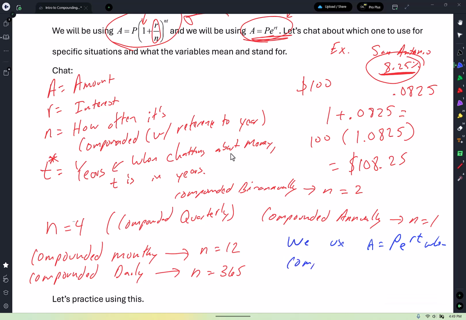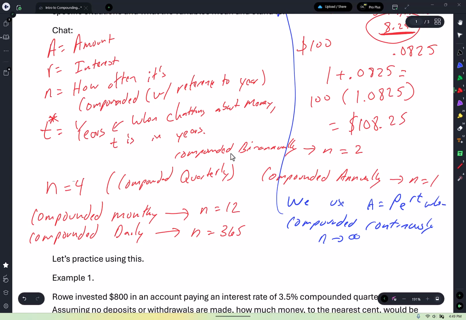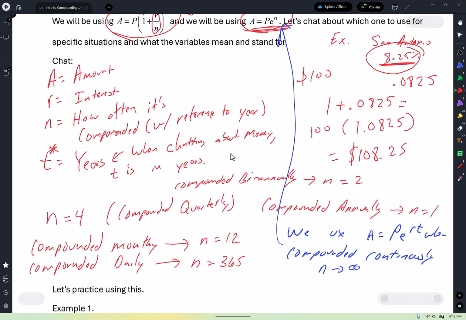Compounded continuously. And technically that means that n is infinity. And I don't want you guys to be a robot. Let me show you where this comes from. We're going real fast here. I know, but it's because this is not necessarily very technical. It's pretty easy. You just kind of plug and chug.